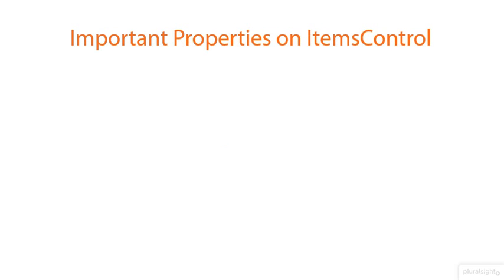When binding a collection, there are a number of important properties which take part in the data binding process. The first one is the items source property. The items source property is defined on the items control and is therefore available on all UI list controls. Using this property, we can specify which items we'll want to display in our lists.